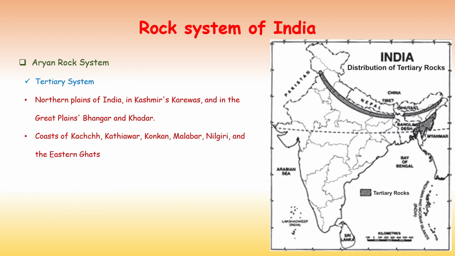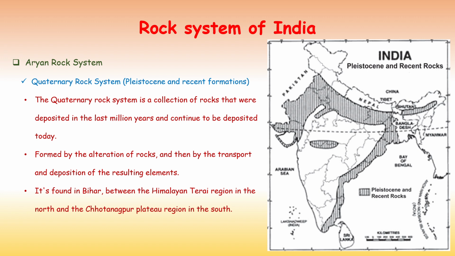Their significant locations are in India's northern plains, in Kashmir, Karewas, and the Great Plains. These are also found along the coast of Kutch, Kathiawar, Konkan, Malabar, Nilgiri, and the Eastern Ghats.